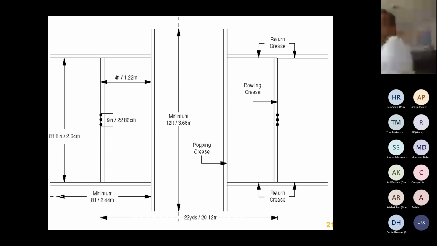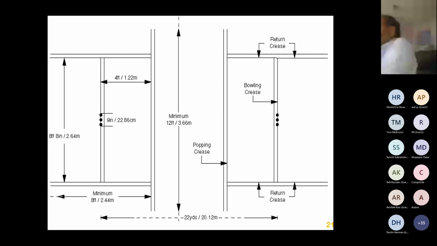If you look at the measurement from the bowling crease until the popping crease, I want you to take note of the arrows. You'll see the arrow points to the back edge of the bowling crease, and if you go forward to the right, the arrow stops at the back edge of the popping crease. So that measurement should be 1.22 meters. From the back edge of the bowling crease till the back edge of the popping crease is 1.22 meters.